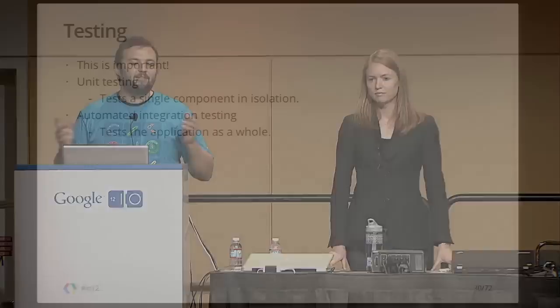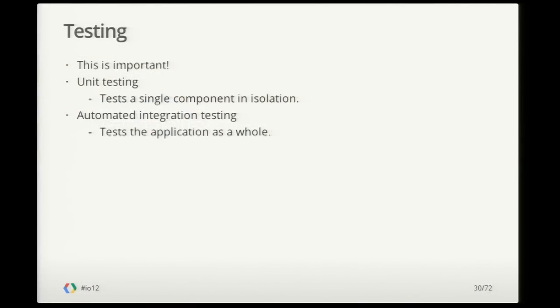OK, we're going to talk a little bit now about testing. And this is an important part of any sort of application development, but it's something that's often overlooked in JavaScript development for the web. And there's no reason this should be the case, because there are some great tools out there for doing testing of JavaScript. The two main types of testing that we do in testing our JavaScript application, which is the Maps API, is unit testing and automated integration testing.